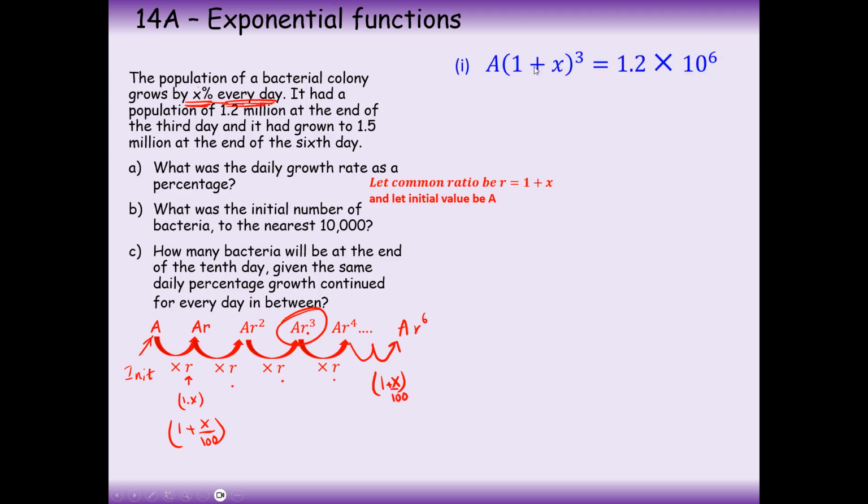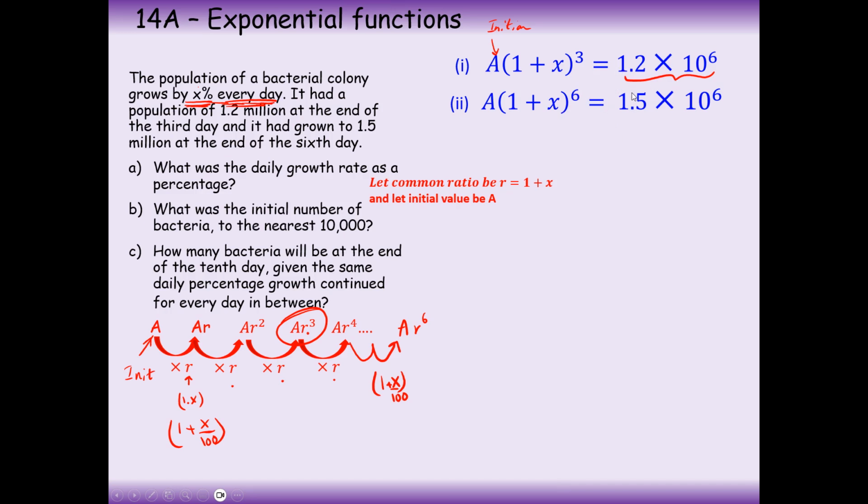So what you do is say, I don't know that initial value. A is our initial value at time 0, okay? Then this is just writing 1.2 million in shorthand scientific notation, and this is writing 1.5 million in scientific notation, right? So these two equations, I want to solve them for x, but what you notice is that I can't just add or subtract them.